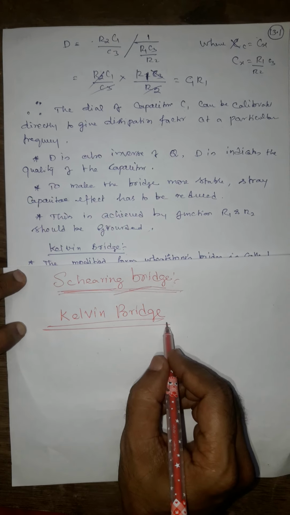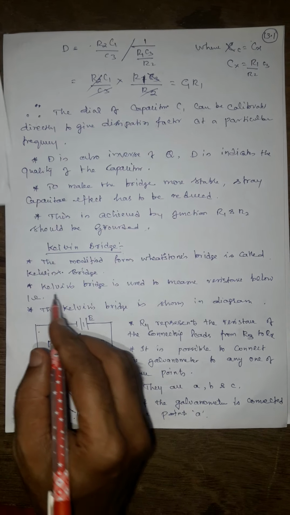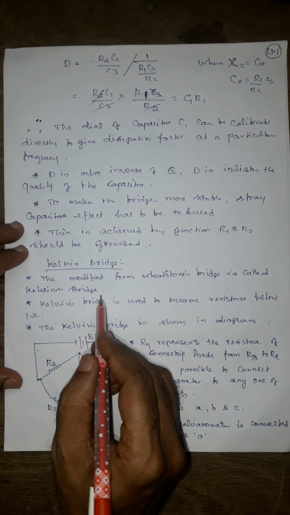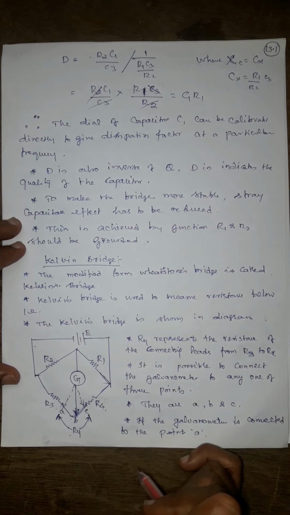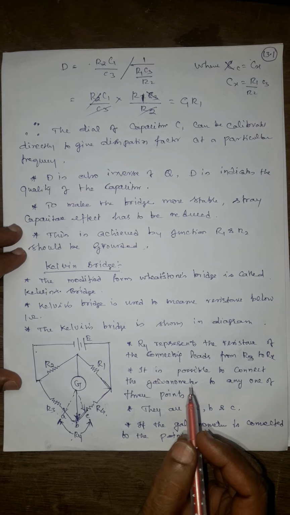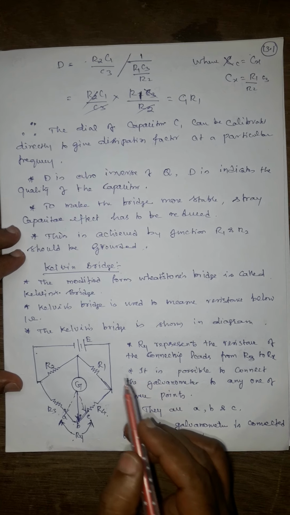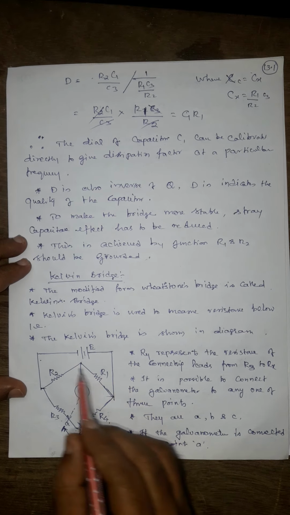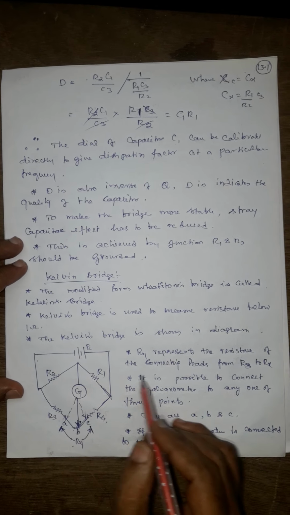Now the topic is Kelvin bridge. The modified form of Wheatstone bridge is called Kelvin bridge. Kelvin bridge is used to measure resistance below 1 ohm, that is, a very low resistance. The Kelvin bridge is shown in the diagram.